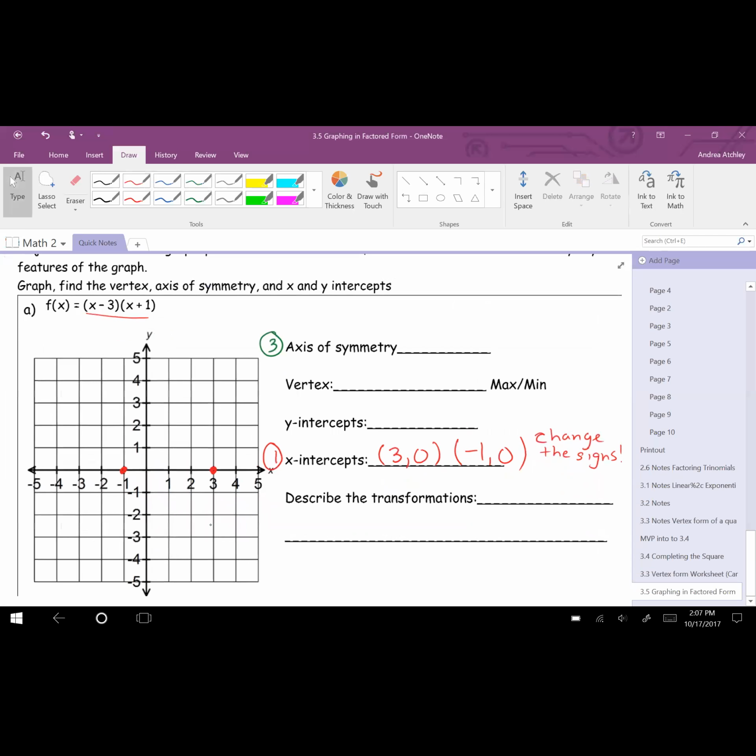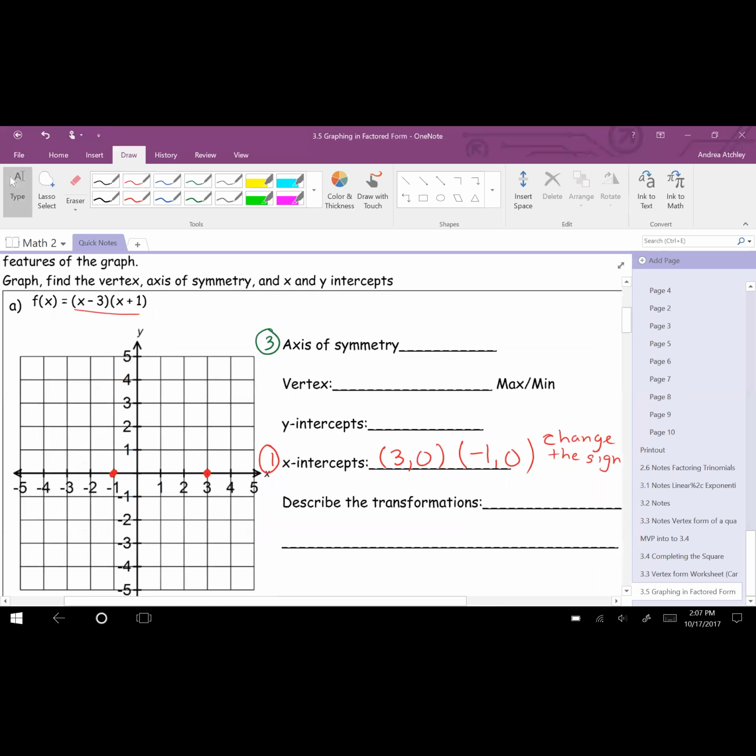Does anyone know how I'm going to find my axis of symmetry? Or what would my axis of symmetry be? One. And why is it at 1? Because it's in the middle. Okay, remember the axis of symmetry is the line that if I fold my parabola in half, it's exactly the same on both sides.